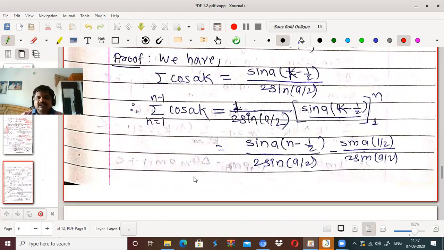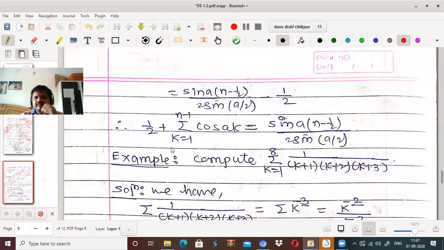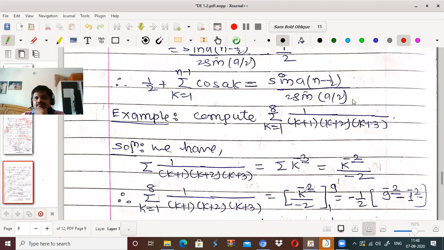So minus 1 by 2 taken to the left hand side, we get 1 by 2 plus this term equal to this right hand side. So 1 by 2 plus summation from k equal to 1 to n minus 1 of cos ak is equal to sin a(n minus 1 by 2) upon 2 sin a by 2.